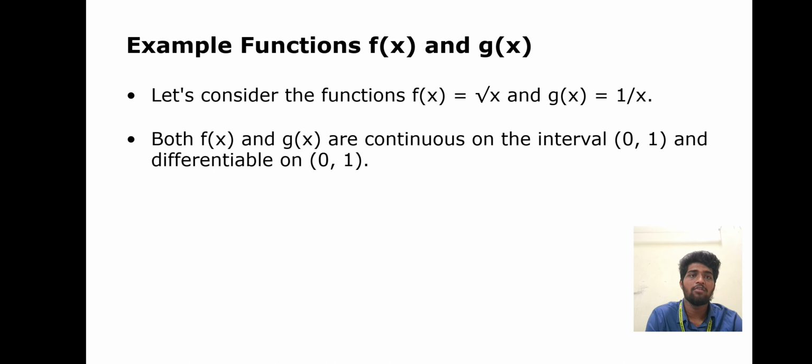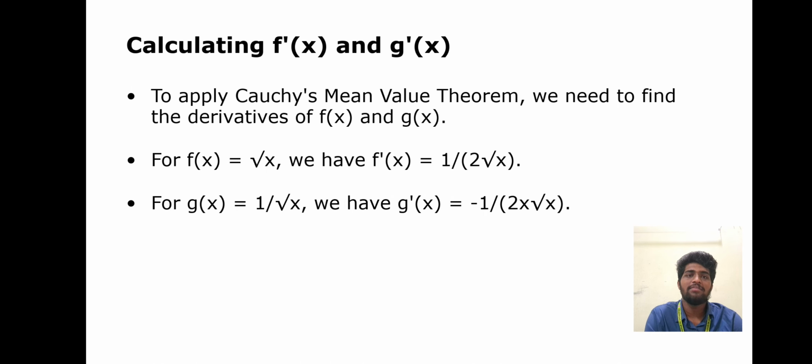Example functions f of x and g of x. Let us consider the functions f of x equal to root x and g of x equal to 1 by root x. Both f of x and g of x are continuous on the interval a comma b and differentiable on a comma b. Calculating f dash of x and g dash of x: to apply Cauchy's mean value theorem, we need to find the derivatives of f of x and g of x. For f of x equal to root x, we have f dash of x equal to 1 by 2 root x. For g of x equal to 1 by root x, we have g dash of x equal to minus 1 by 2x root x.